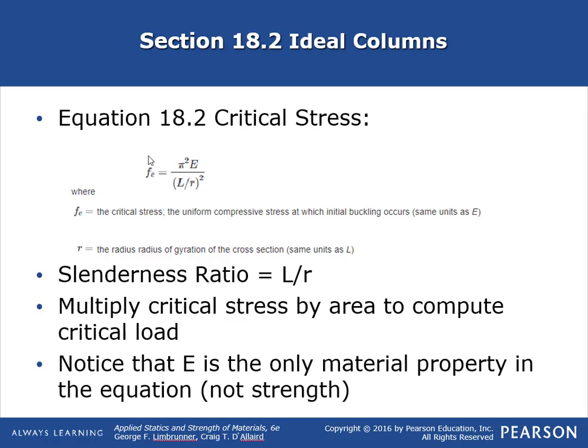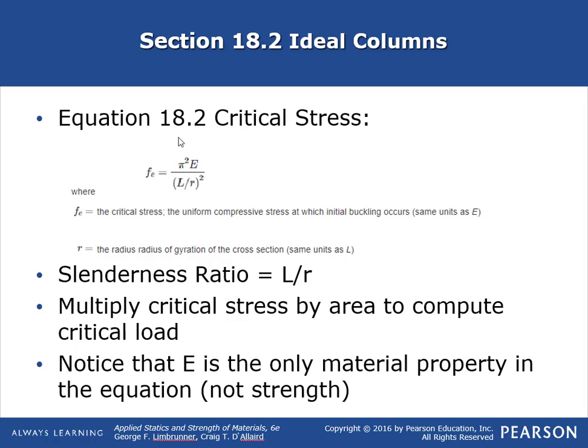Okay, this Fe is the critical stress, and that's pi squared E divided by (L over r) squared. L over r is a term we're going to be talking about the rest of this unit, and it's called the slenderness ratio, L over r. You multiply this critical stress by the area to compute the critical load. That's why I'm saying we don't use equation 18.1. Let's use equation 18.2 and then follow this step here. Once we know the area of the column, then we can use that to find the critical load.